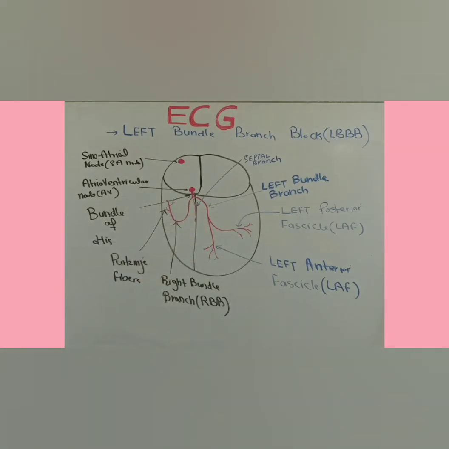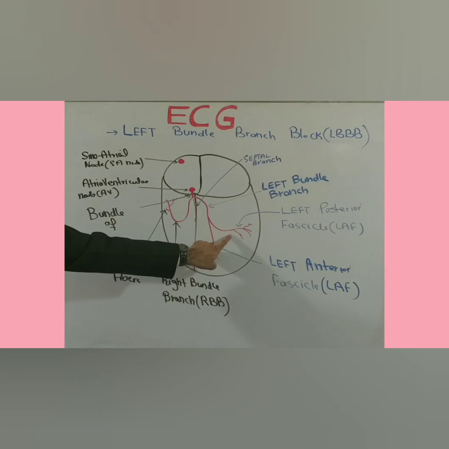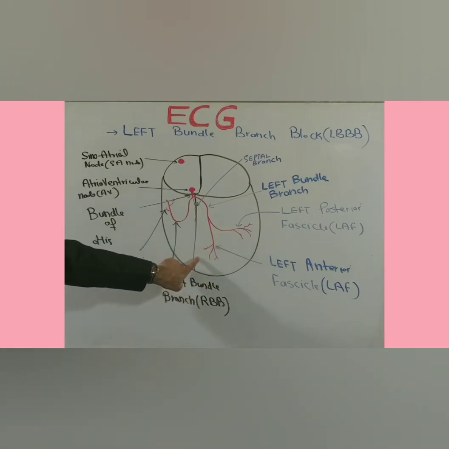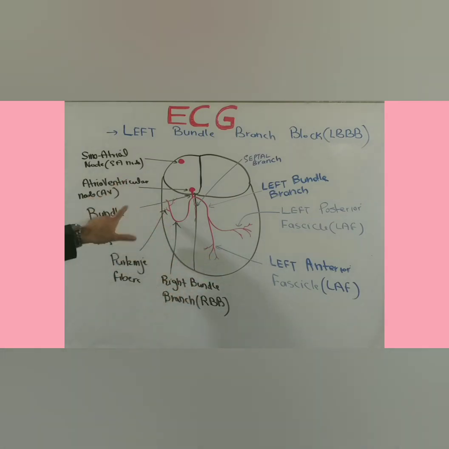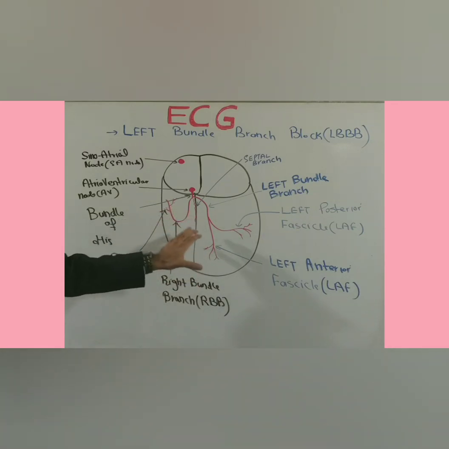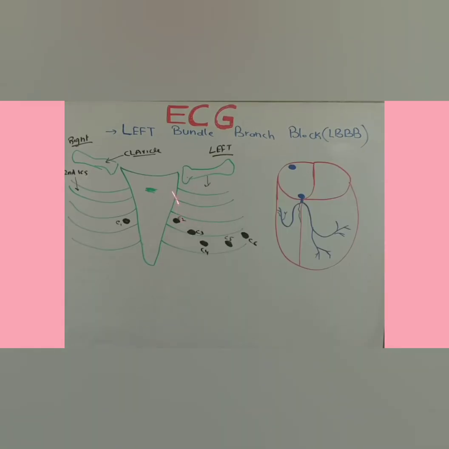The left bundle branch has two fascicles. One is the posterior fascicle and one is the anterior fascicle. All these right and left bundle branches have Purkinje fibers at their ends, which are embedded into the ventricular muscle, and from here the impulse enters into the ventricular muscles and causes them to depolarize, which generates a QRS complex. And like the right bundle branch block, left bundle branch block is also represented on the ECG paper with the help of the chest leads.